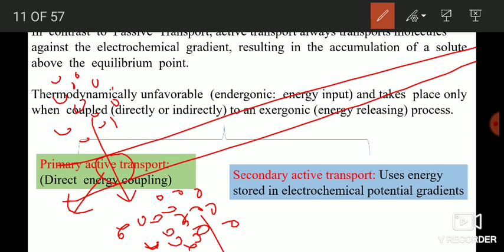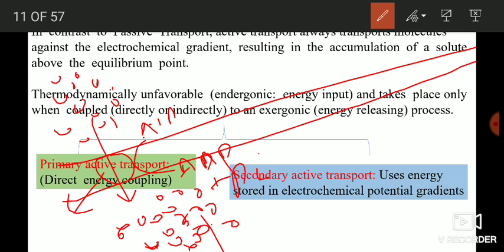When there is direct consumption of energy, say for example in the form of ATP hydrolysis, ATP breaks to form ADP plus inorganic phosphate, and the energy which is released during this ATP hydrolysis is used to drive the movement of molecules from lower concentration to higher concentration. This is known as primary active transport.